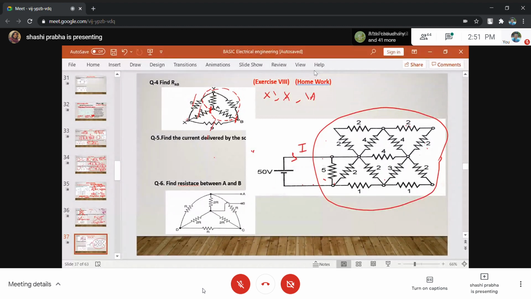2 and 2, 4, this 4 and this 4 parallel 2, this 2 and 2 4, this 4 and this parallel 2, this 2 and this 2, 4, this 4 and this 4 2, this 2 and this 1. ओके, यहाँ पे कोई कुछ ही नहीं है, ये दोनों सीरीज है. This 2 and this 1 3, this 3 and this 3 parallel 1.5.